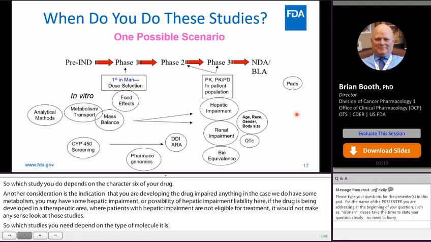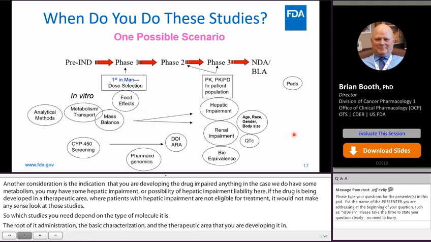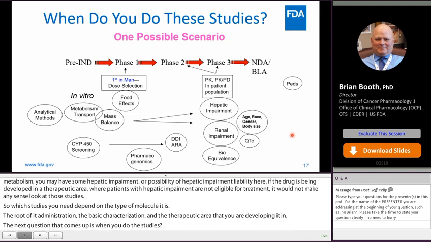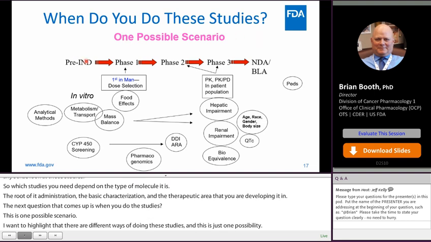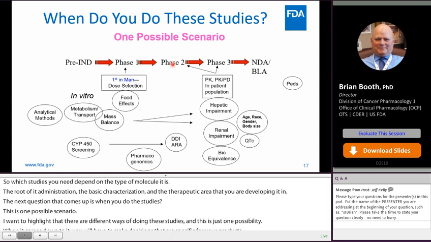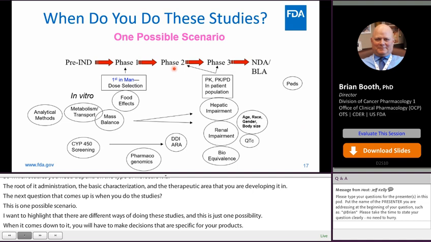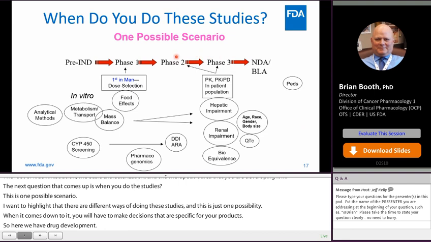So the next question that comes up is when do you do these studies? Okay, and so this is one possible scenario. I want to highlight there are different ways of doing these studies and this is just one possibility. When it comes down to it, you're going to have to make decisions that are specific for your product. Okay. So here we have drug development on the top here, and one of the things I want to point out is that many drugs in oncology are approved via the accelerated approval pathway early in phase 2, so I sort of equate phase 2 and phase 3 in this situation as being very similar to each other.